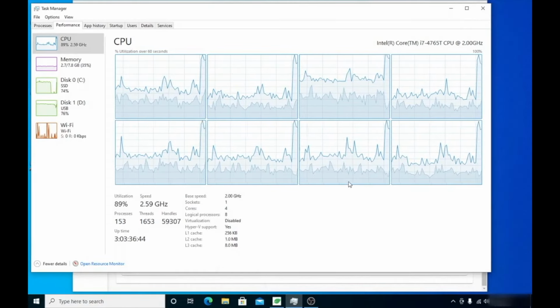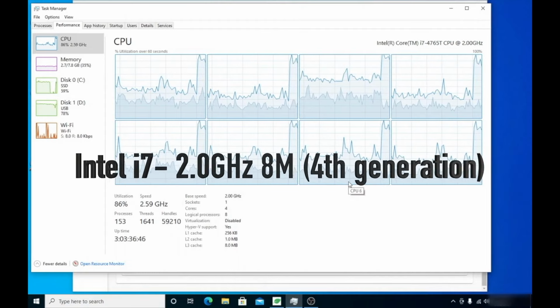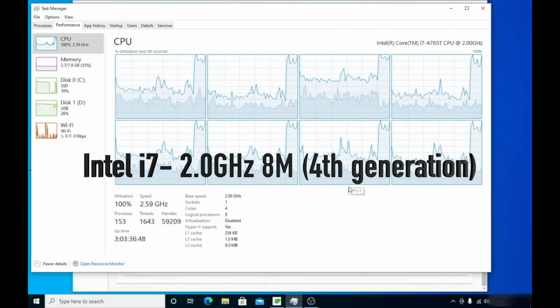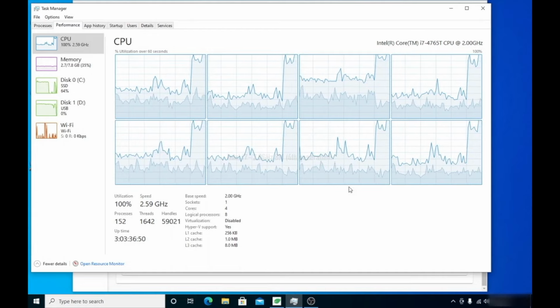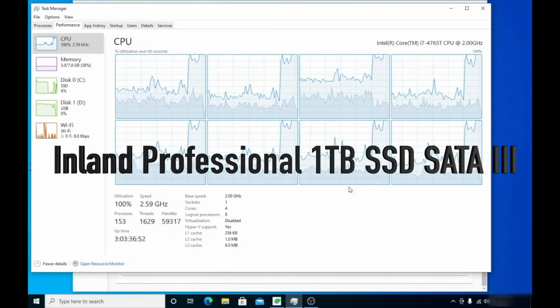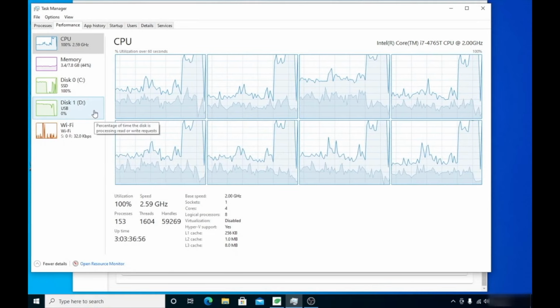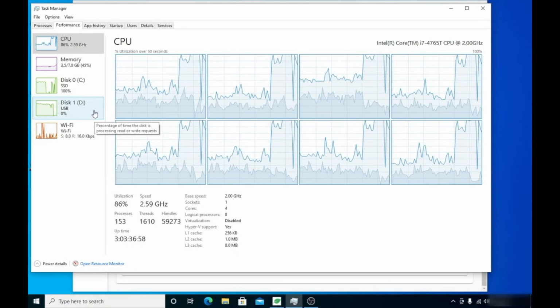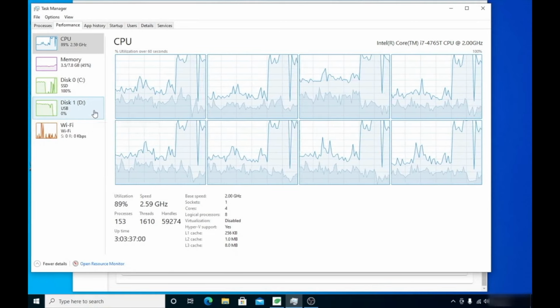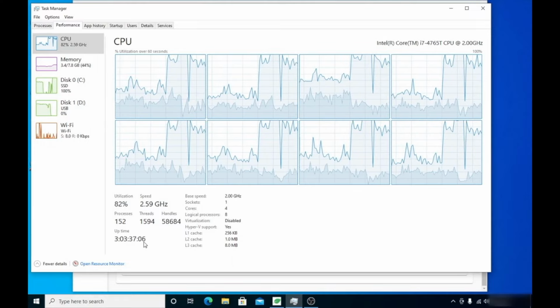Hey guys, I wanted to show you what an i7 2.0 gigahertz, 8 gigs of RAM, 1 terabyte SSD drive, fairly new, one of the newer generation, not the hard drive that came with this machine, and what we did in 3 days, 3 hours, 37 minutes, and counting up the seconds.